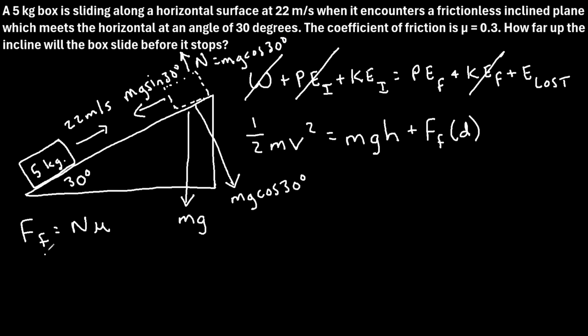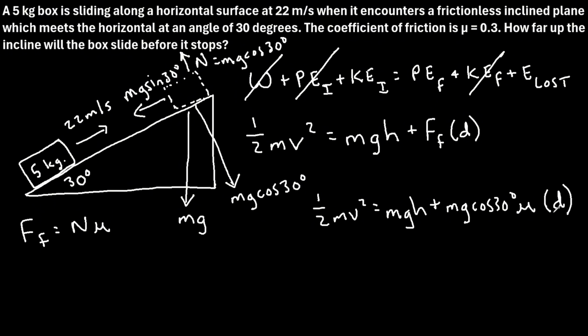So for the force of friction, remember down here we're calculating that, the normal force is mg times the cosine of 30 degrees, and then we have to multiply that by the coefficient of friction, which is 0.3. So here's what we can write in our equation right here. We can say 1/2 mv squared is equal to m times g times h, plus the force of friction we just found, which is mg times the cosine of 30 degrees times mu. And then we multiply that by the displacement, d, which is ultimately what we want to find. So we need to solve this equation for d.